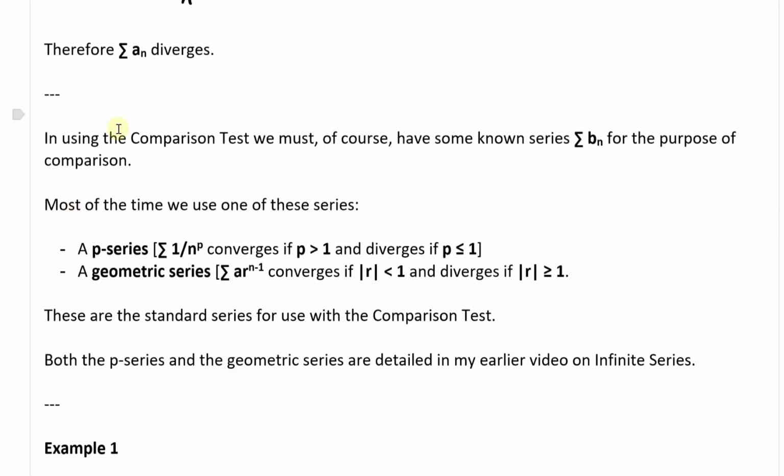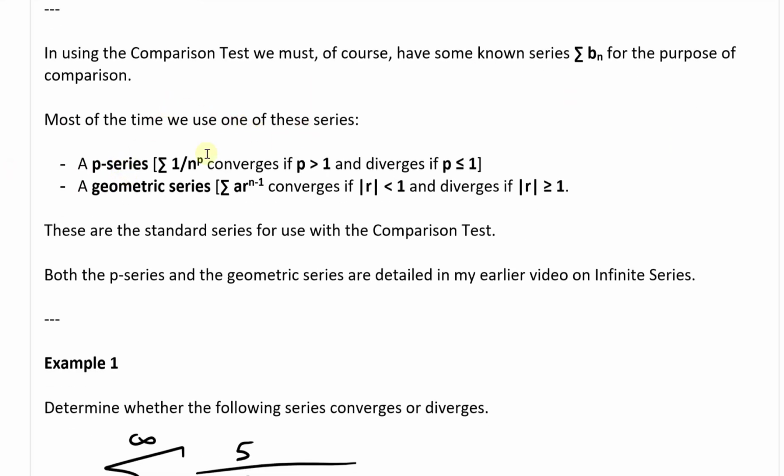Alright, so going further, in using the comparison test, we must, of course, have some known series, the summation of just Bn, for the purpose of comparisons. We'll call this a comparison series. Most of the time, we use one of these series, and it's a p-series. Recall from my earlier videos, the p-series is the summation of 1 over n to the power of p, and this converges if p is greater than 1. If p equals 1, that's a harmonic series, and that's divergent. It diverges if p is less than or equal to 1.